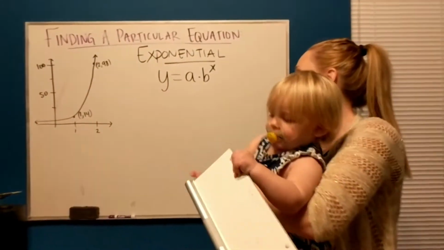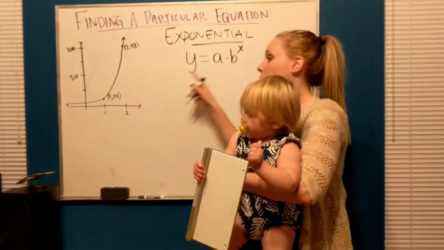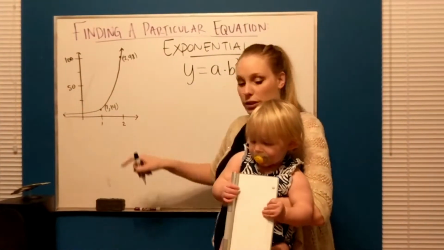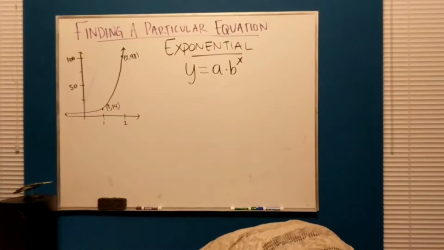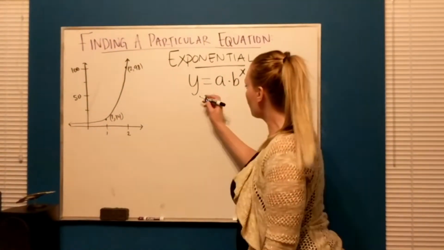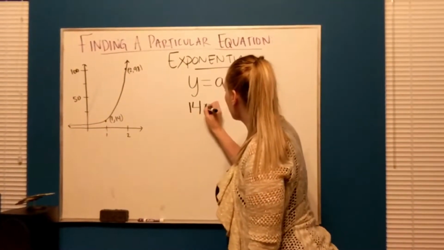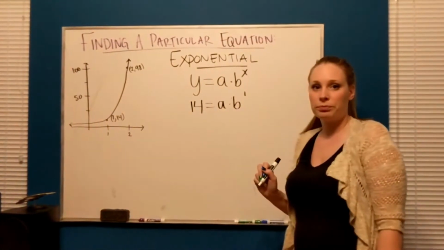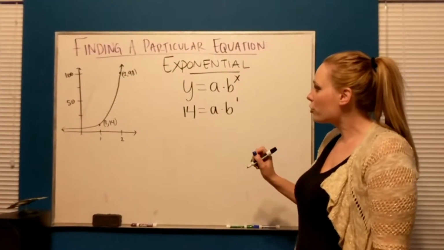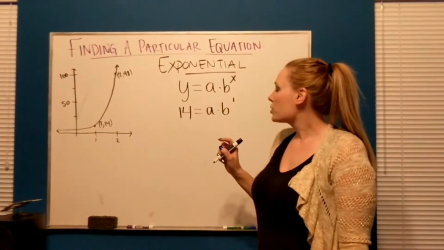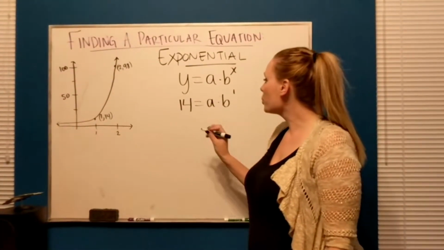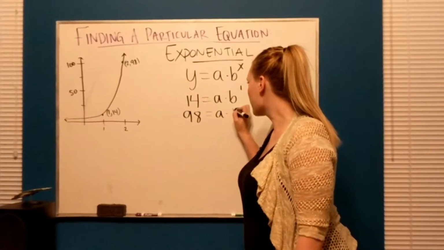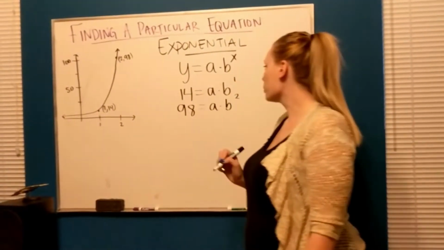So we are going to take each one of these points and we're going to plug them in for x and for y. So x is 1, y is 14, and we will plug those in. So I have 14 equals a times b to the power of 1. And then my next equation, I'm going to use this right here. So y is 98 and x is 2. So I'm going to have 98 equals a times b to the power of 2.